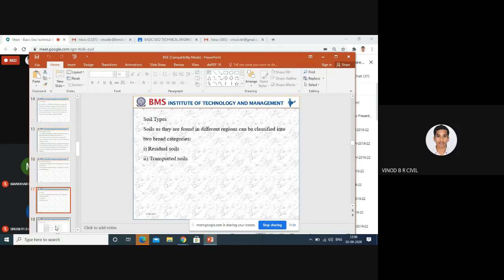As we already discussed, there are different types of soils. Based on the different regions, broadly they are classified into two types: residual soil and transported soil. Residual soil means, for example, there is a parent rock. Due to rain or wind, it moves from one place to another place within a restricted distance, 1 meter, 2 meter, 3 meter. It is deposited there only. That is a good example of residual soil.